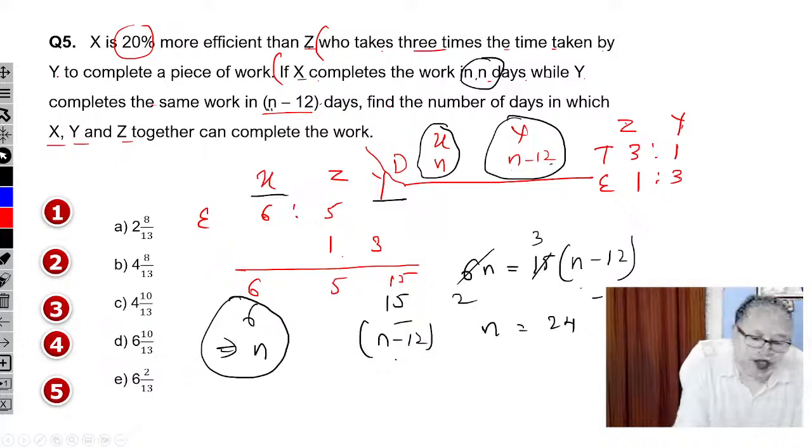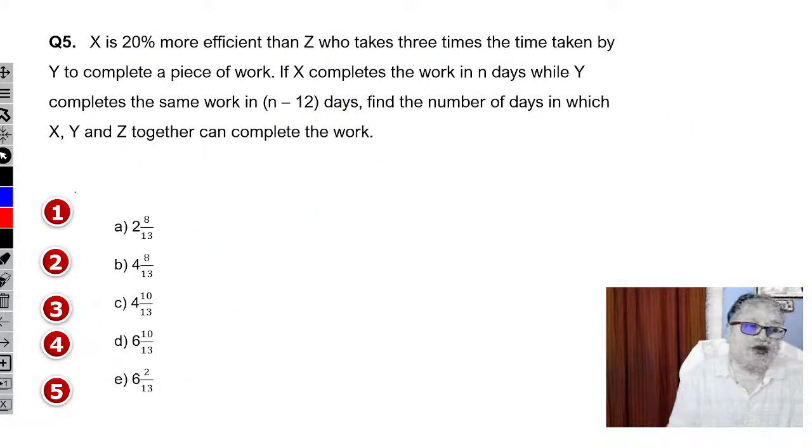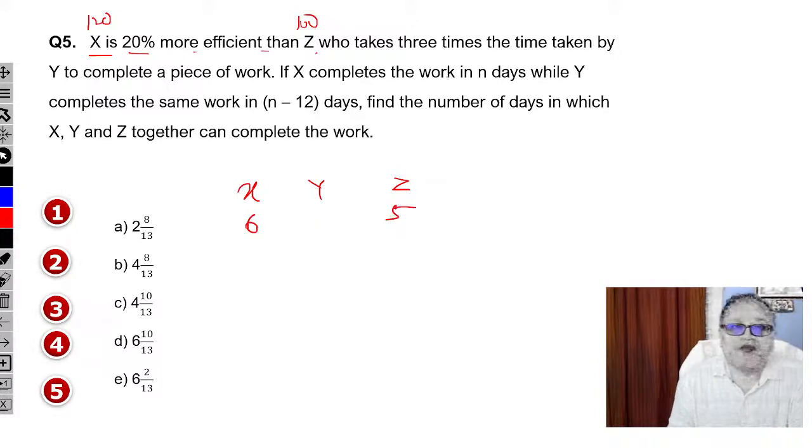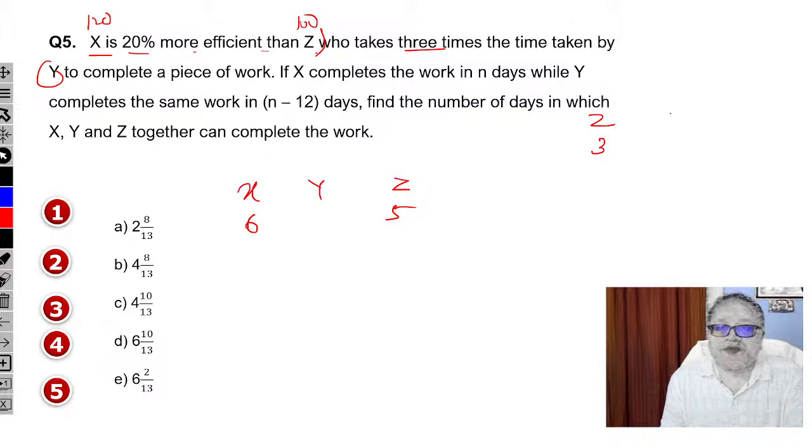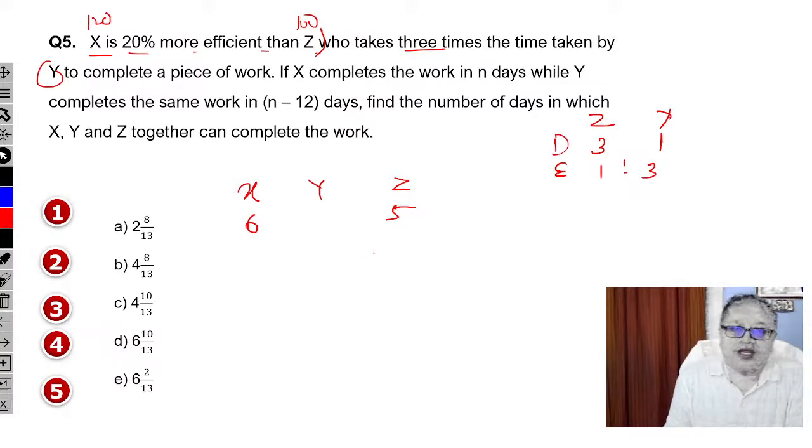Okay. If you allow me, I would like to retake this question. X is 20% more efficient than Z. I will take X, Y and Z. If Z is 100, X is 120, that is 6:5. Z takes 3 times the time taken by Y. So this is the days ratio, therefore the efficiency ratio will be 1:3. So if Y is 3, Z is 1.